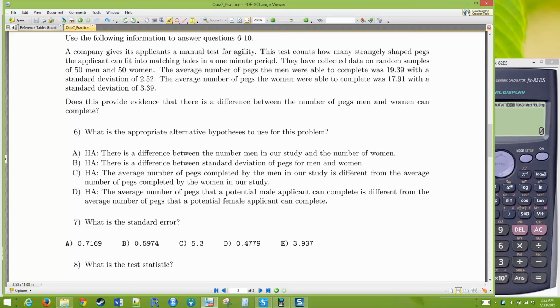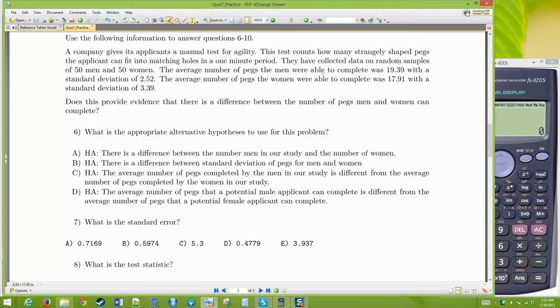They've collected data on random samples of 50 men and 50 women. The average number of pegs the men were able to complete was 19.39 with a standard deviation of 2.52. The average number of pegs the women were able to complete was 17.91 with a standard deviation of 3.39. Does this provide evidence that there is a difference between the number of pegs men and women can complete?